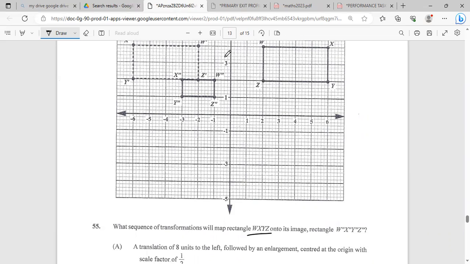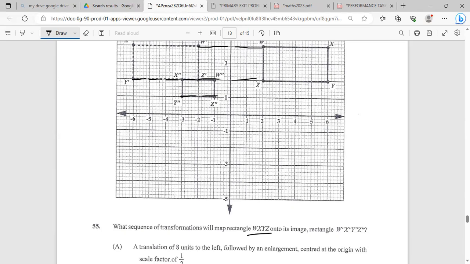Now, I would say it's a reflection in the y-axis first. See it? This double is the same distance from the mirror line. So both of them, right? And then it undergoes an enlargement of scale factor half. Look at this. We have 1, 2, 3, 4. And this side is a half, 1, 2.